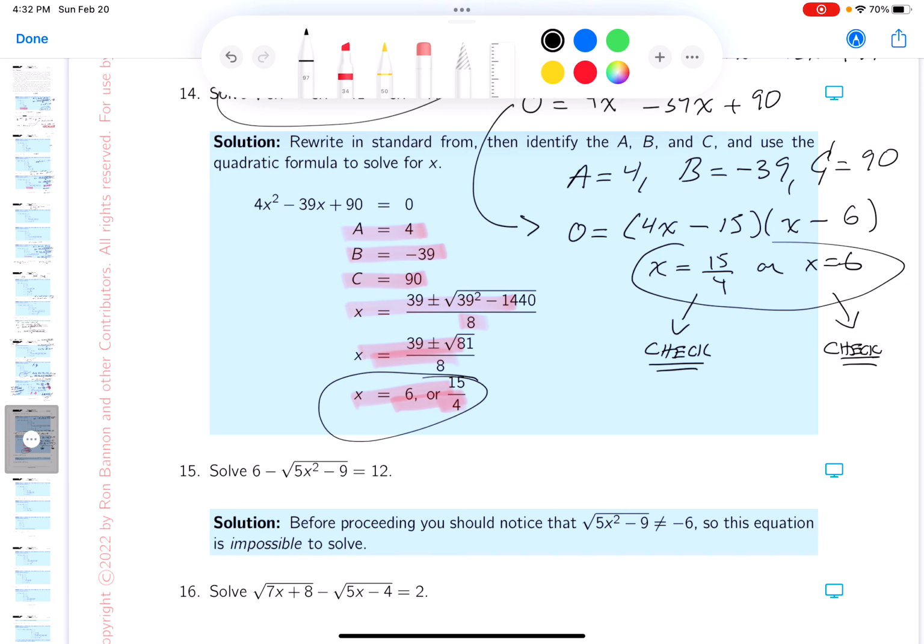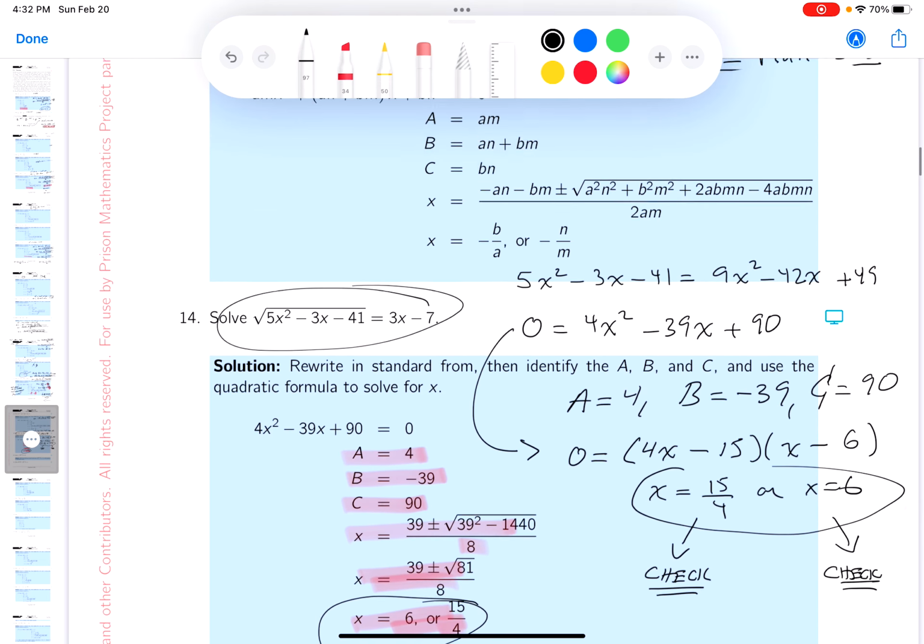All right? What does that mean? When you get an answer in the end, plug it into the original equation to see if it makes sense. Now, of course, if something doesn't make sense, you can always reach out to me. Let me remind you about that.